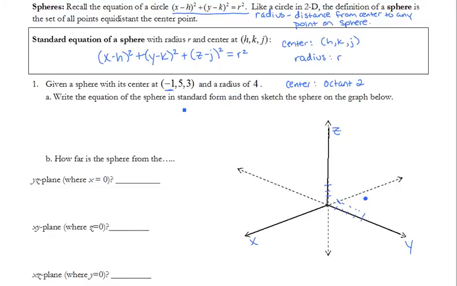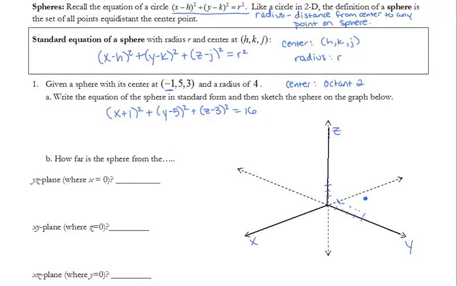So we're going to write the equation of the sphere in standard form, and that's just x minus negative 1, so x plus 1 squared, plus y minus 5 squared, plus z minus 3 squared, equals 4 squared, which is going to give us 16. So there's our standard form.